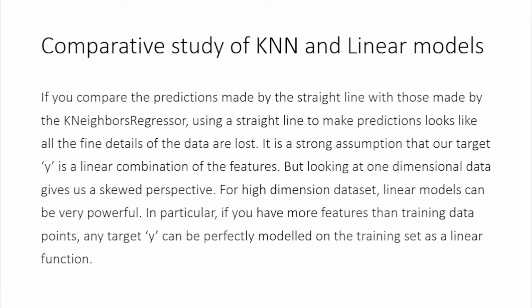So now let us look at a comparative study of KNN and linear models. If you compare the predictions made by the straight line with those made by the k-neighbors regressor, using a straight line to make predictions looks like all the fine details of the data are lost. It is a strong assumption that our target y is a linear combination of the features. But looking at one-dimensional data gives us a skewed perspective. For a high-dimensional dataset, which means a dataset with multiple input features, linear models can be very powerful. In particular, if you have more features than training data points, any target y can be perfectly modeled on the training set as a linear function.